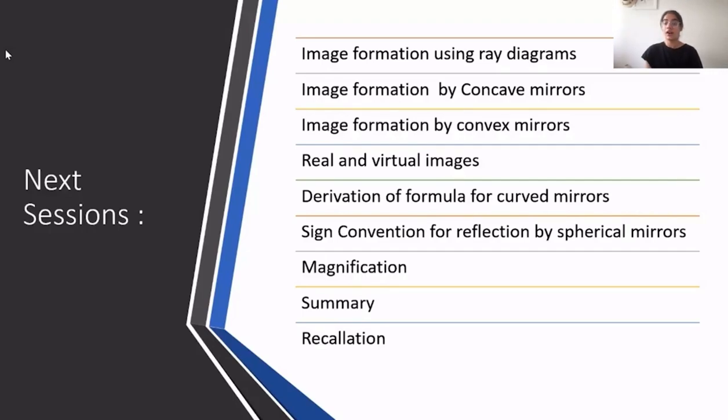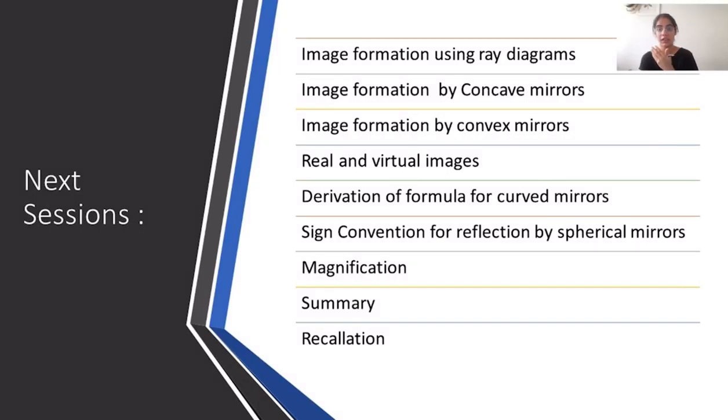And then, while studying image formation, we will derive the formula of curved mirrors. It means we will be able to calculate where the image is formed, where the object is placed, and where the focal length is, and solve other numericals. How image position is related to focal length is also what we will be studying in the coming sessions.